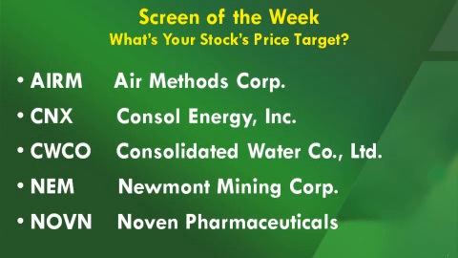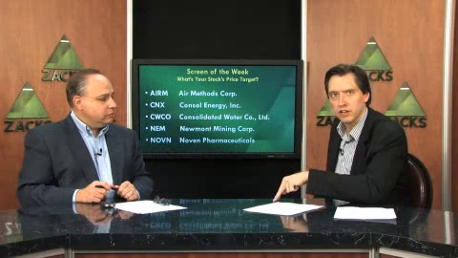Okay. But anyways, here are 5 of the stocks that made it through. You've got Air Methods Corp., Consol Energy, Consolidated Water Company, Newmont Mining, and NOVN Pharmaceuticals. A lot of different companies, a lot of different industries, but all of those companies are currently trading at least 20% under their projected price target, so these are very interesting companies to look at.